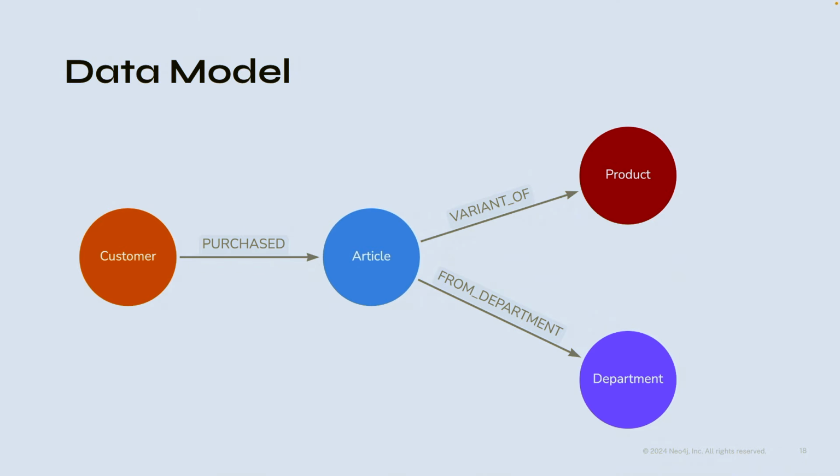We also have each department that the article is sold in. We're not going to use that department node very much, though, in this specific workshop. And of course, all of these things can have properties associated with them. So we have, for example, the customer ID to uniquely identify a customer. For articles, we have product, we have color and different design patterns. And then for the product, we have the description of the product, the garment group that it is in, the type of the product, and the name of the product, et cetera.